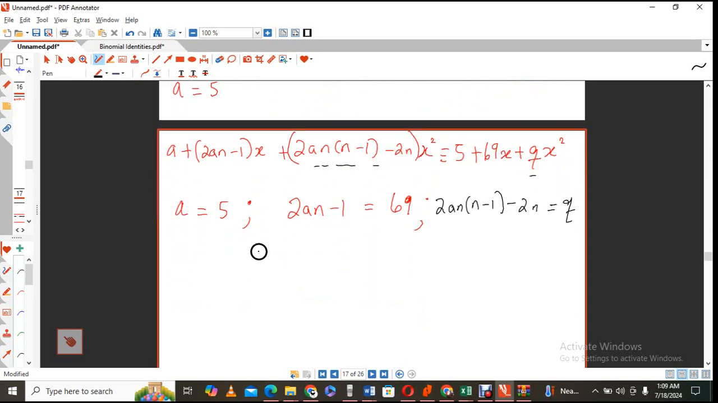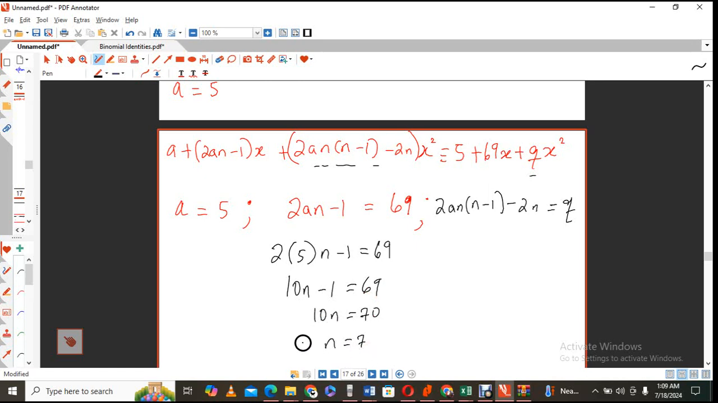So let's do the second one. The second one is 2 times 5 times (n minus 1) is equal to 69. So this is going to allow me to find my value of n. This is nothing but 10n minus 10 is equal to 69. So that is 10n is equal to 70. Then n is equal to 7.